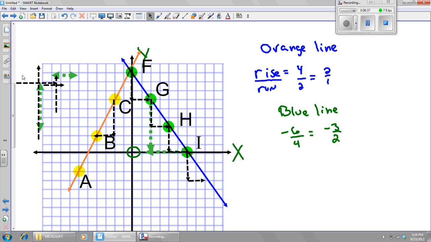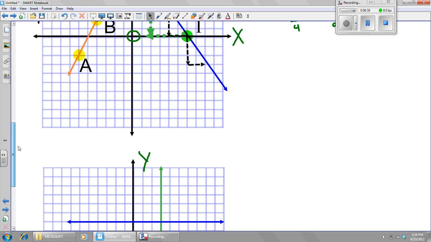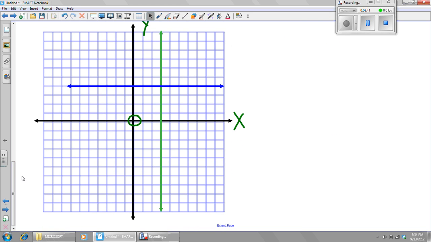All right, now, check these out. I'll tell you what, see if you can find the slope of the blue line and then the slope of the green line. If you're still watching at this point, I assume you want to see what the slopes are.